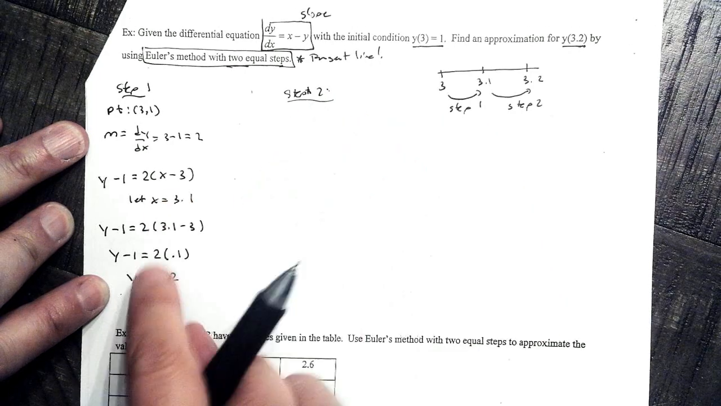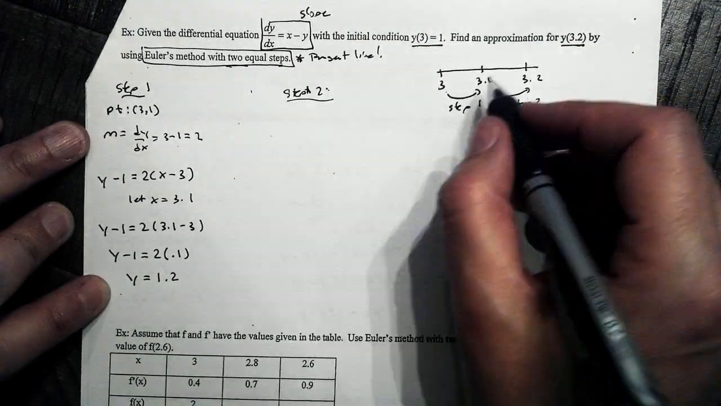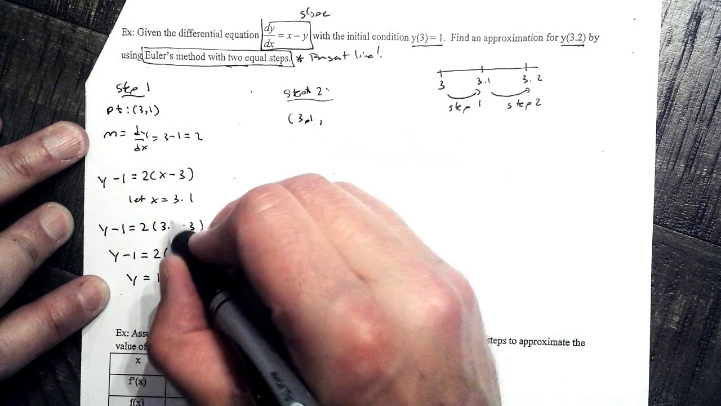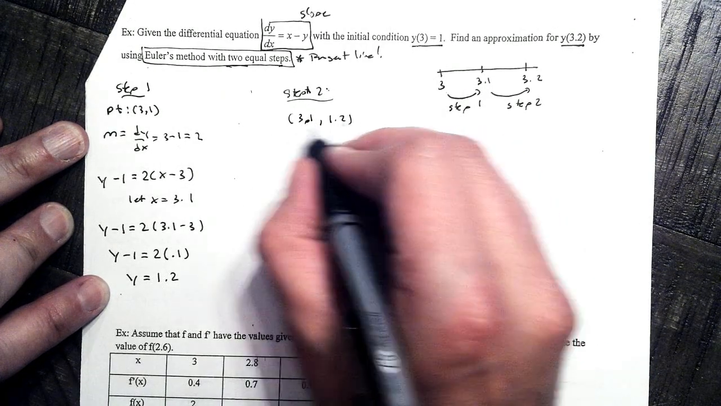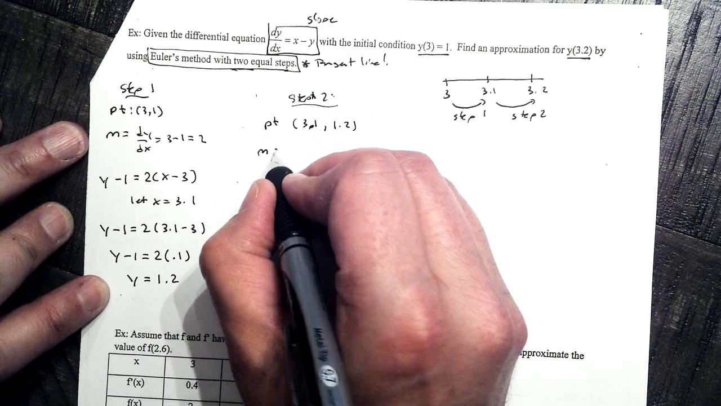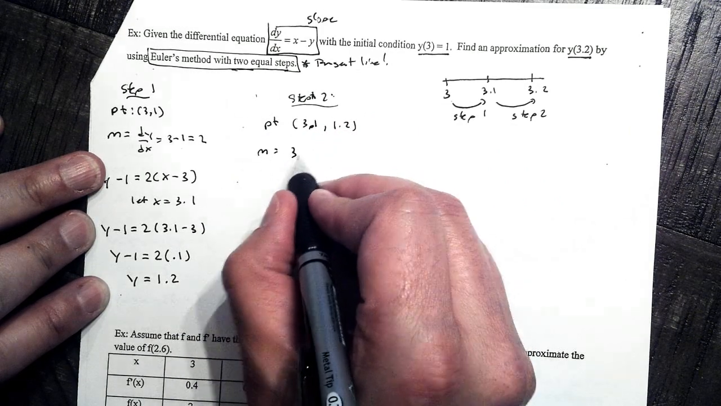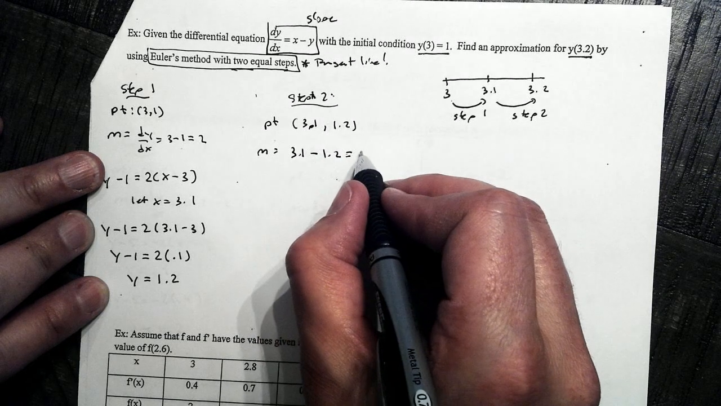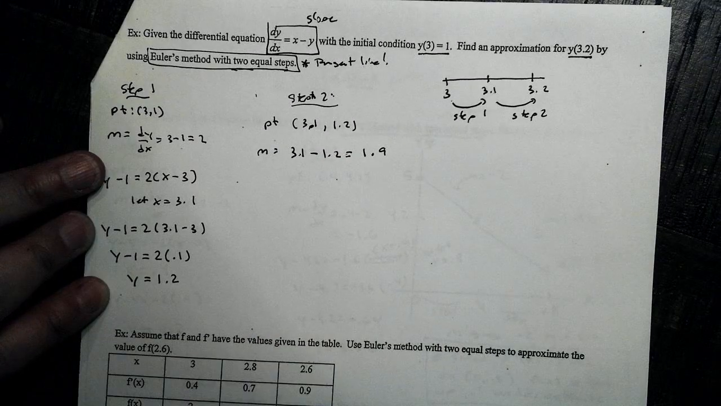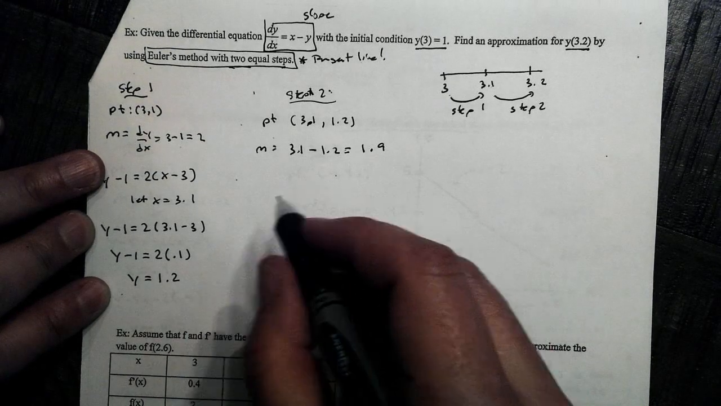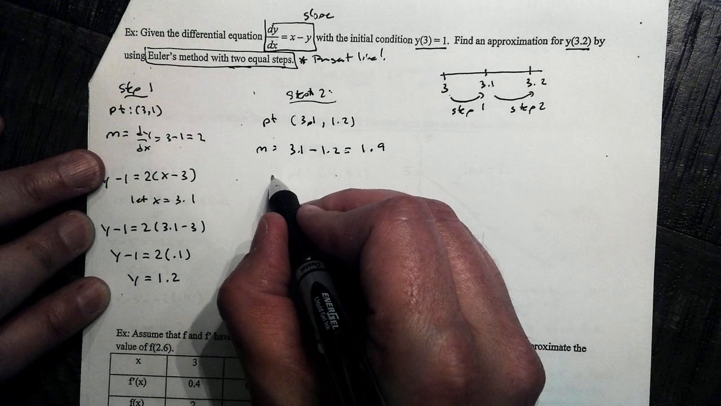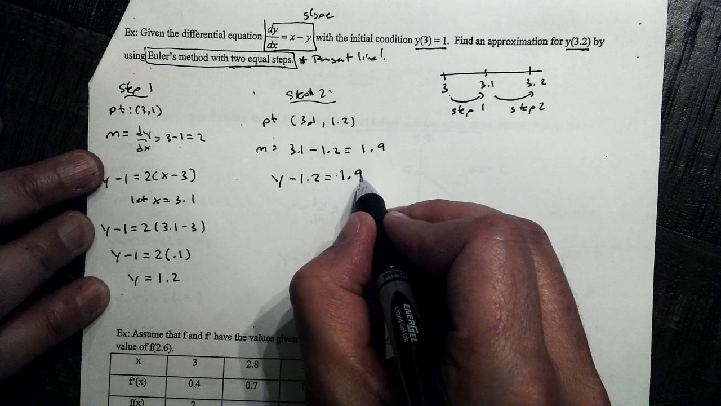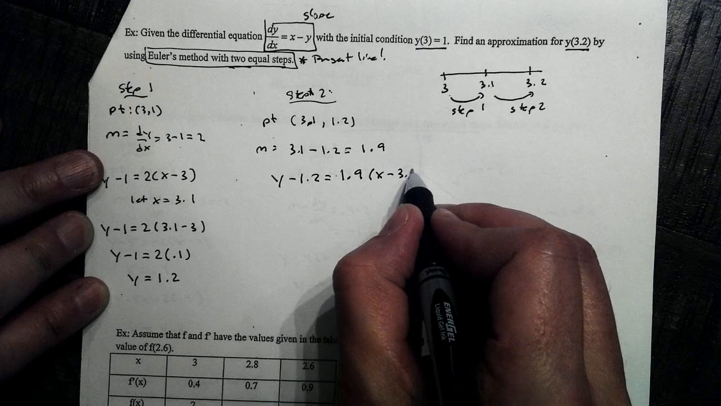except for now we have our new point. At 3.1, we are at 1.2, and there's my new point. To get the slope, my rule says to take that 3.1, x minus y, minus 1.2, and that's going to equal 1.9 right there. Writing your tangent line, we would get y minus 1.2 equals 1.9 times x minus 3.1.